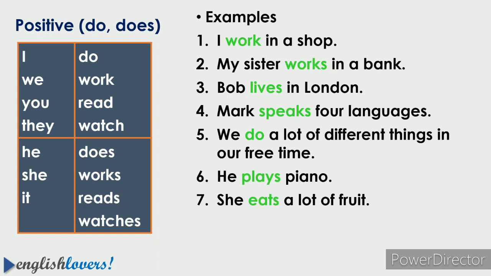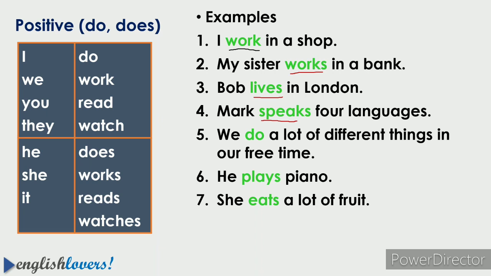We'll see some examples. So here, I work in a shop. Here work is the verb in the infinitive form, or it is the verb in its base form. Or my sister works in a bank. Here works is the verb, my sister is singular, so it is the singular form works. Bob lives in London, so lives again is the singular form. Mark speaks 4 languages, again Mark is a singular subject, so the verb is singular, speaks 4 languages.